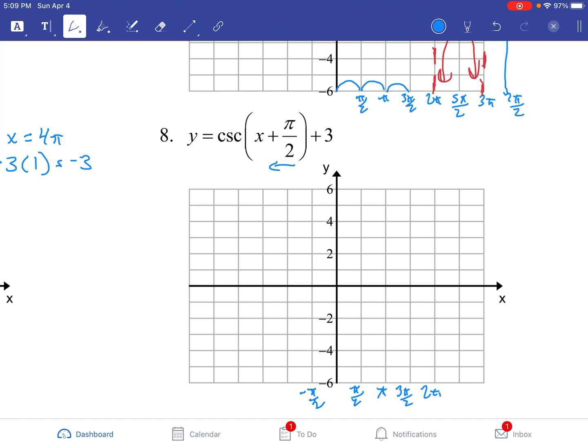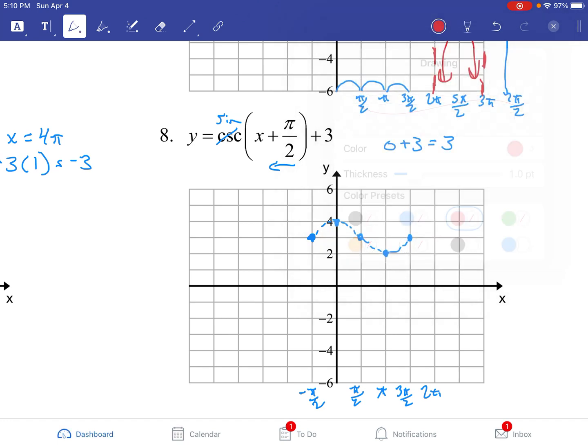Now let's figure out where the graph's going to begin vertically. So the cosecant is really just sine. So sine starts at 0 plus 3, which gives you 3. So we move up to 3. The amplitude of this graph is 1, so we're going to go up by 1, down by 1, down by 1, and then up by 1. Make our dashed line graph.